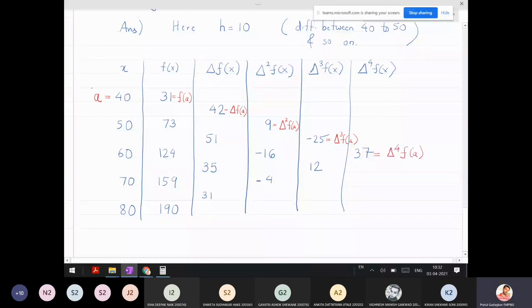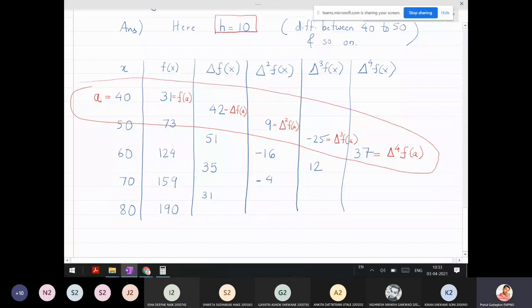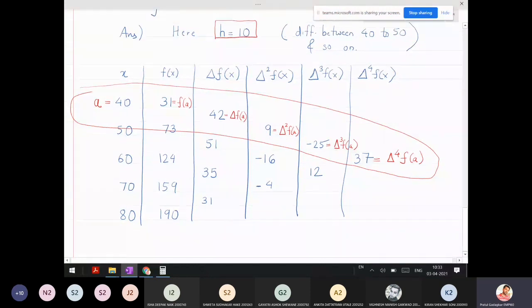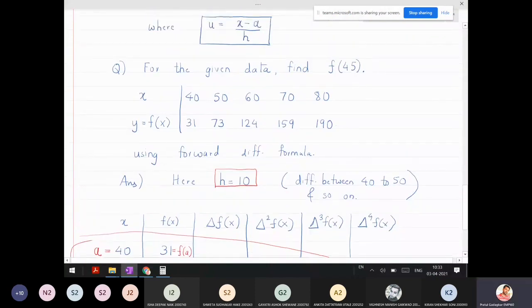You know, I told you that this first line of all the columns is very important for us, right? What is H? Remember, what is H? H is 10. Now let us go to the question. What is the question asking us? The question is asking me to find f of 45.